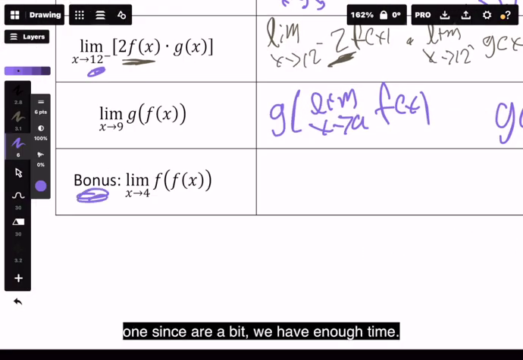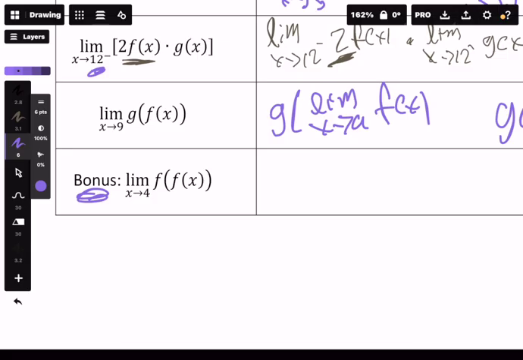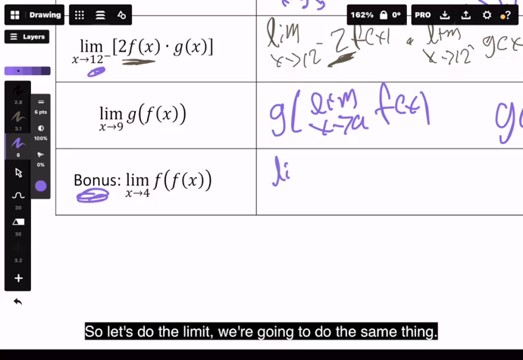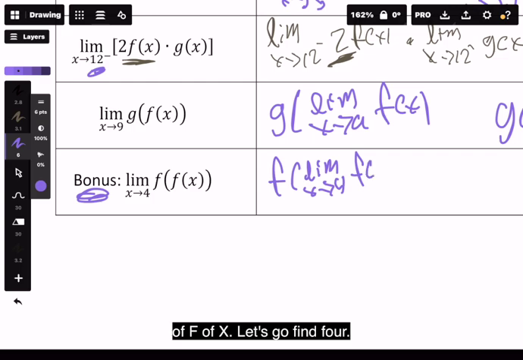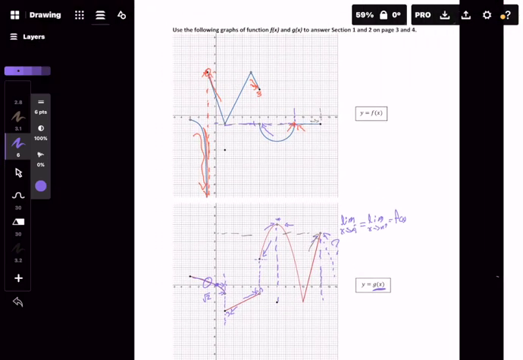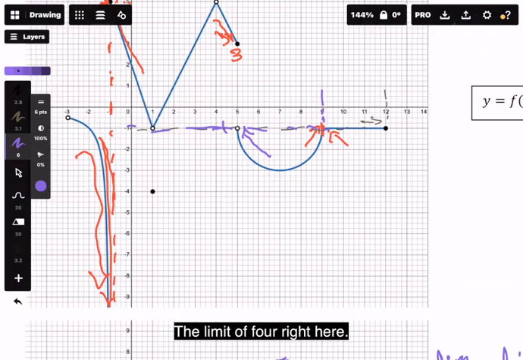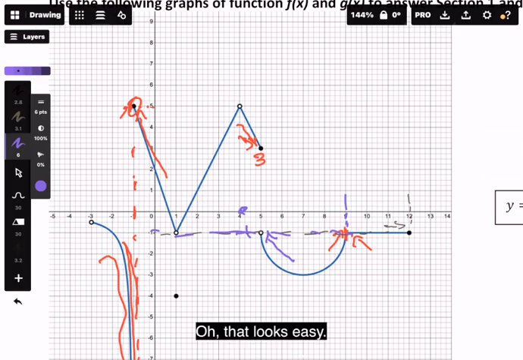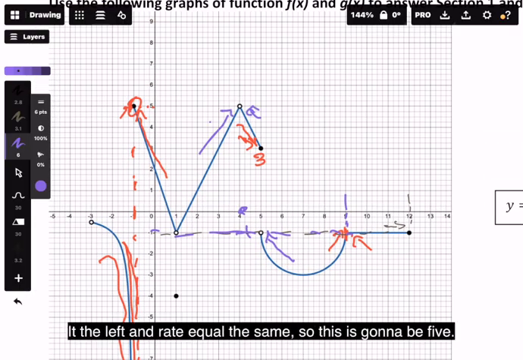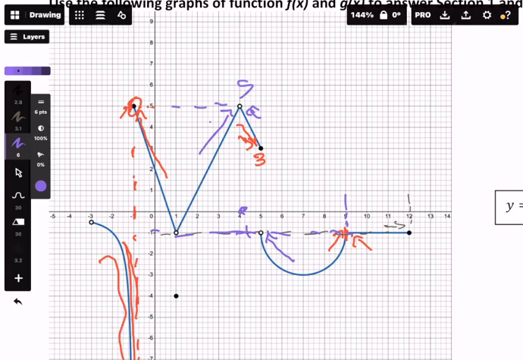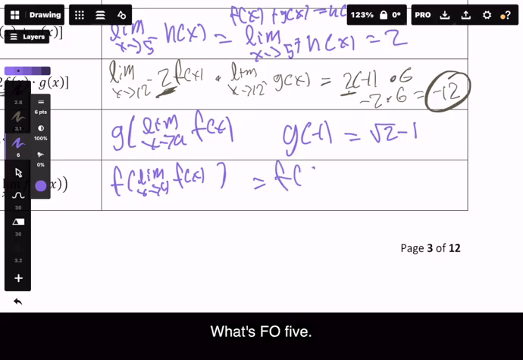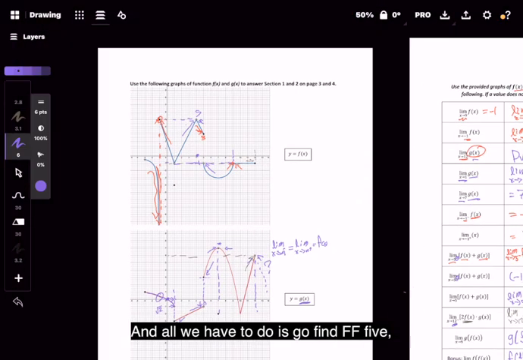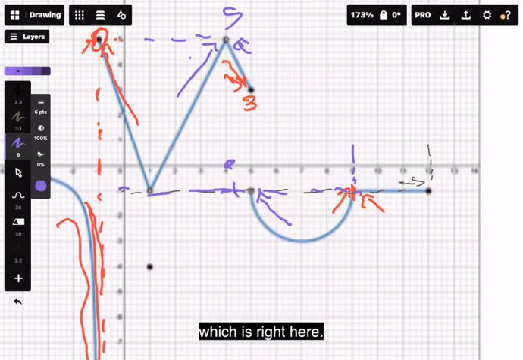And then the bonus one. Let's do the bonus one since we have enough time. So let's do the same thing: f of the limit of x approaching 4 of f of x. Let's go find the limit at 4 right here. Oh, that looks easy. Left and right are equal, so this is going to be 5. So let's plug that in. f of 5, and all we have to do is go find f of 5, which is right here.